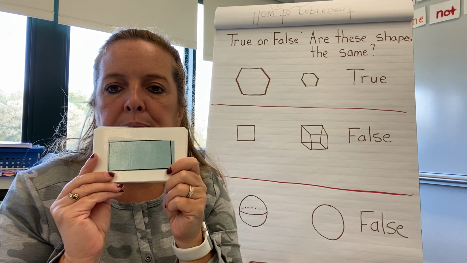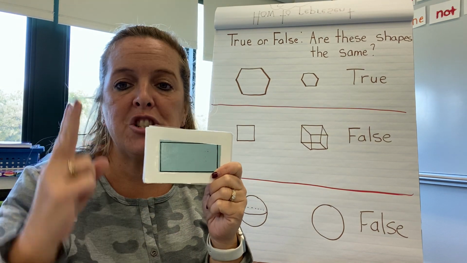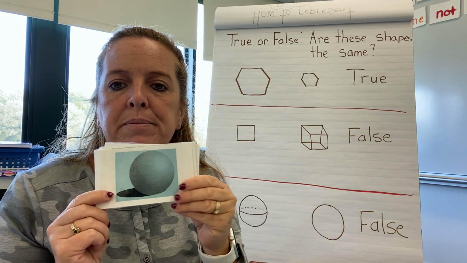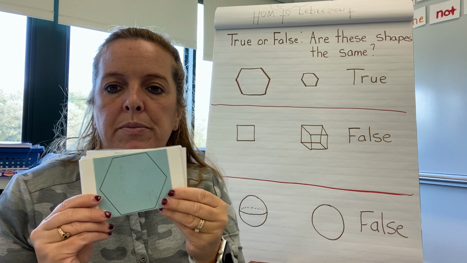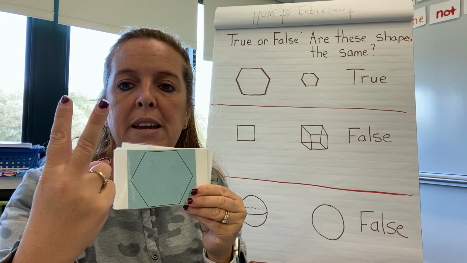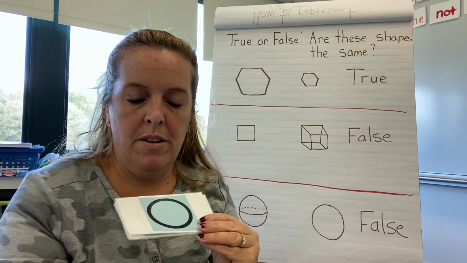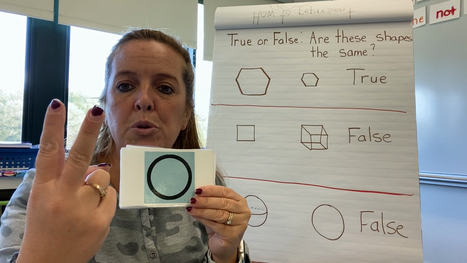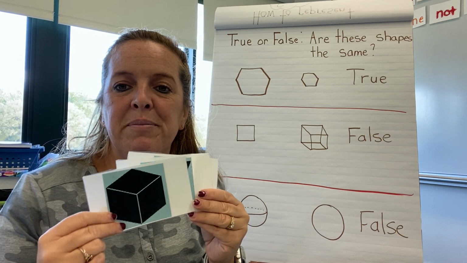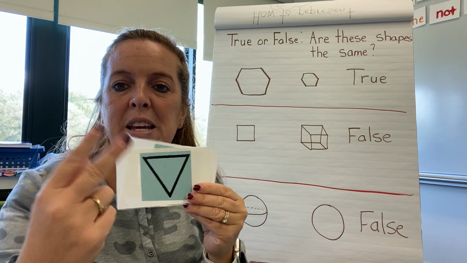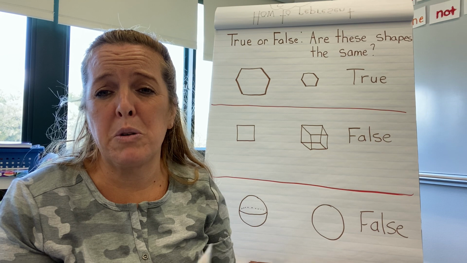All right, ready? This one. What do you have? Did you say it's a 2D shape? It's a flat shape, 2. How about this one? 3D. It pops. This one, 2D. This one, 3D. This one, 2D or flat shape. This one, 3D. 2D. 2D.